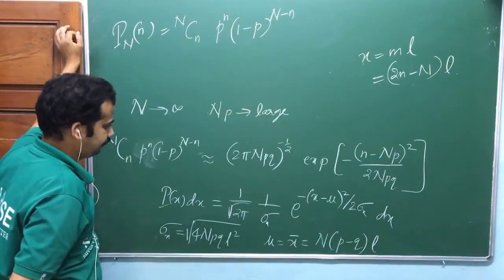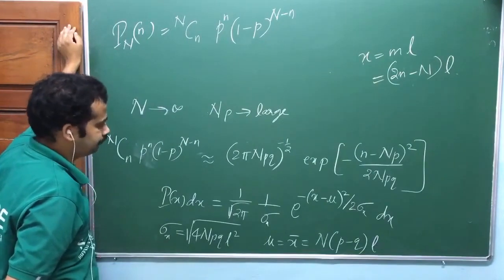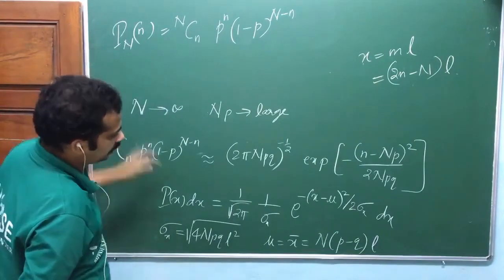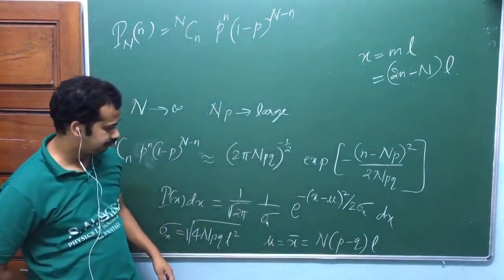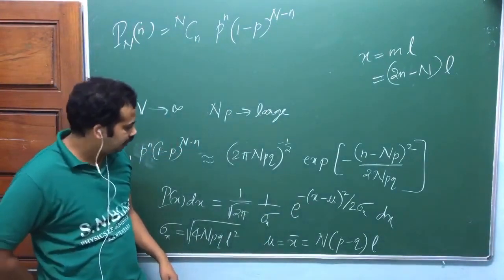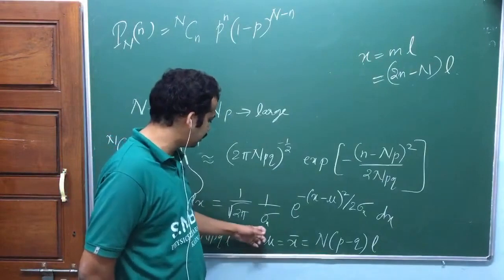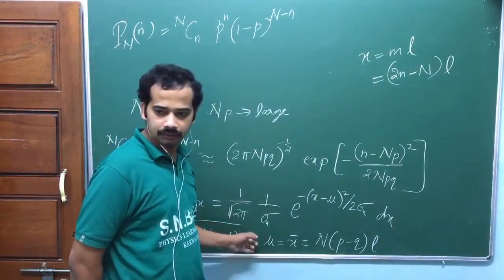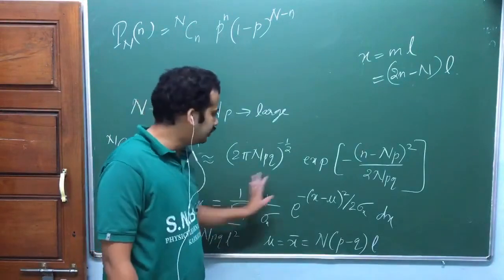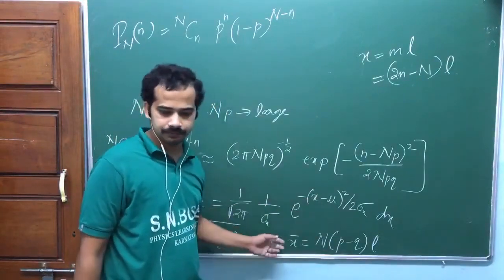Sir, in case of Gaussian, we can calculate averages and deviations. Yeah, if you calculate the average, you will get mu only. If you calculate the deviation, I think you will get this one only. This itself is the deviation, I think. Check that out. This whole thing is a normalized distribution.